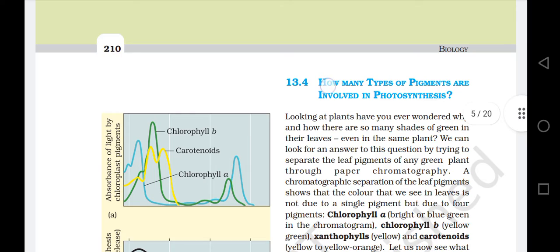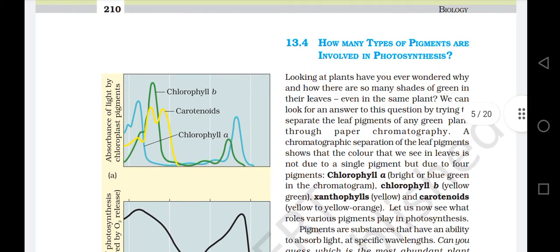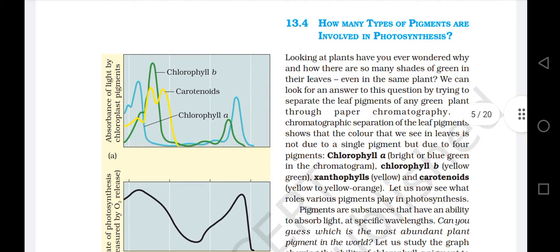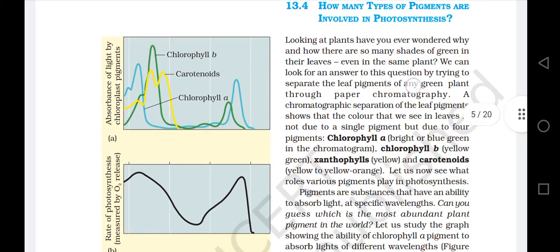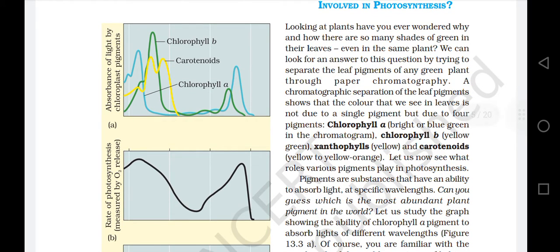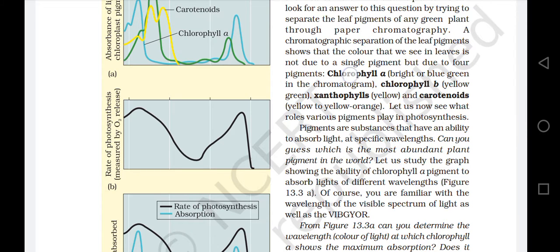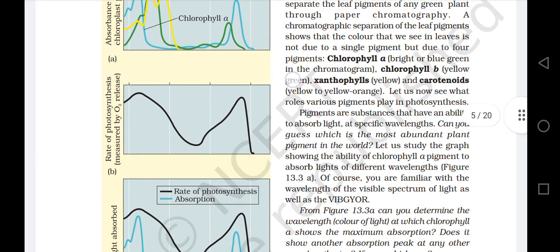13.4 How many types of pigments are involved in photosynthesis? Looking at plants, have you ever wondered why and how there are so many shades of green in their leaves, even in the same plant? We can look for an answer to this question by trying to separate the leaf pigments of any green plant through paper chromatography. A chromatographic separation of the leaf pigments shows that the color that we see in the leaves is not due to a single pigment but due to four pigments: chlorophyll a, bright or blue-green in the chromatograms; chlorophyll b, yellow-green; xanthophylls, yellow; and carotenoids, yellow to yellow-orange.